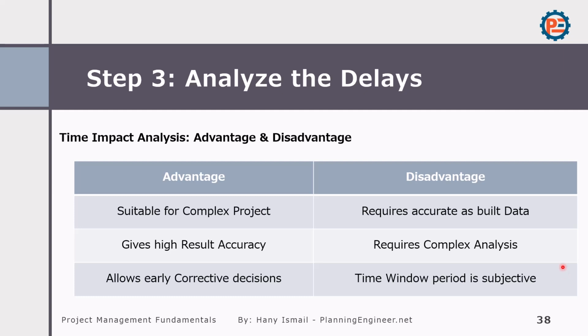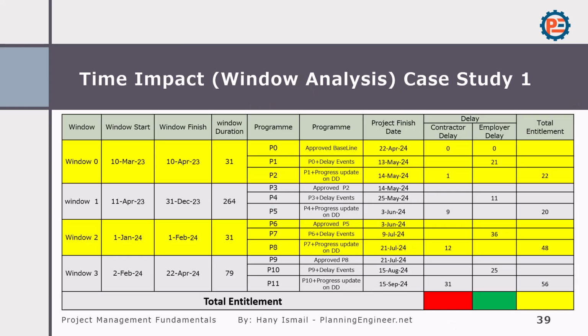Since this is the most important method we are using in delay analysis, I would like to give you a few examples of it. So here we have window 0, window 1, window 2, window 3. Window 0, we will start with it from start date to finish date. Whatever events completed up to here, up to window finish date, we will include. We'll start with P1, with program 0 is the approved baseline. And we have here the project finish date as per the approved baseline.